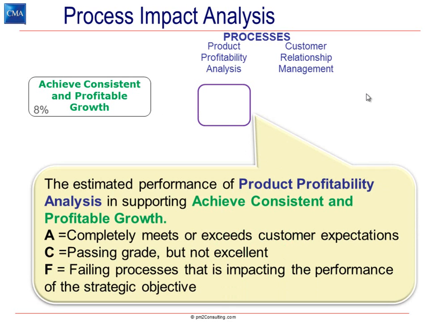So in this example, we're going to give it a grade, just like in school, of either A, C, or F, where A, like in school, completely meets or even exceeds customer expectations. You can't get higher than an A or an A+. That's as good as it gets. It doesn't matter how much you exceed it. C is a passing grade, but not excellent. And then F is failing. The process is failing to such a point it's having a significant impact on the performance of that strategic objective. So in this example, let's give it a score of C. Yeah, it's a passing grade.